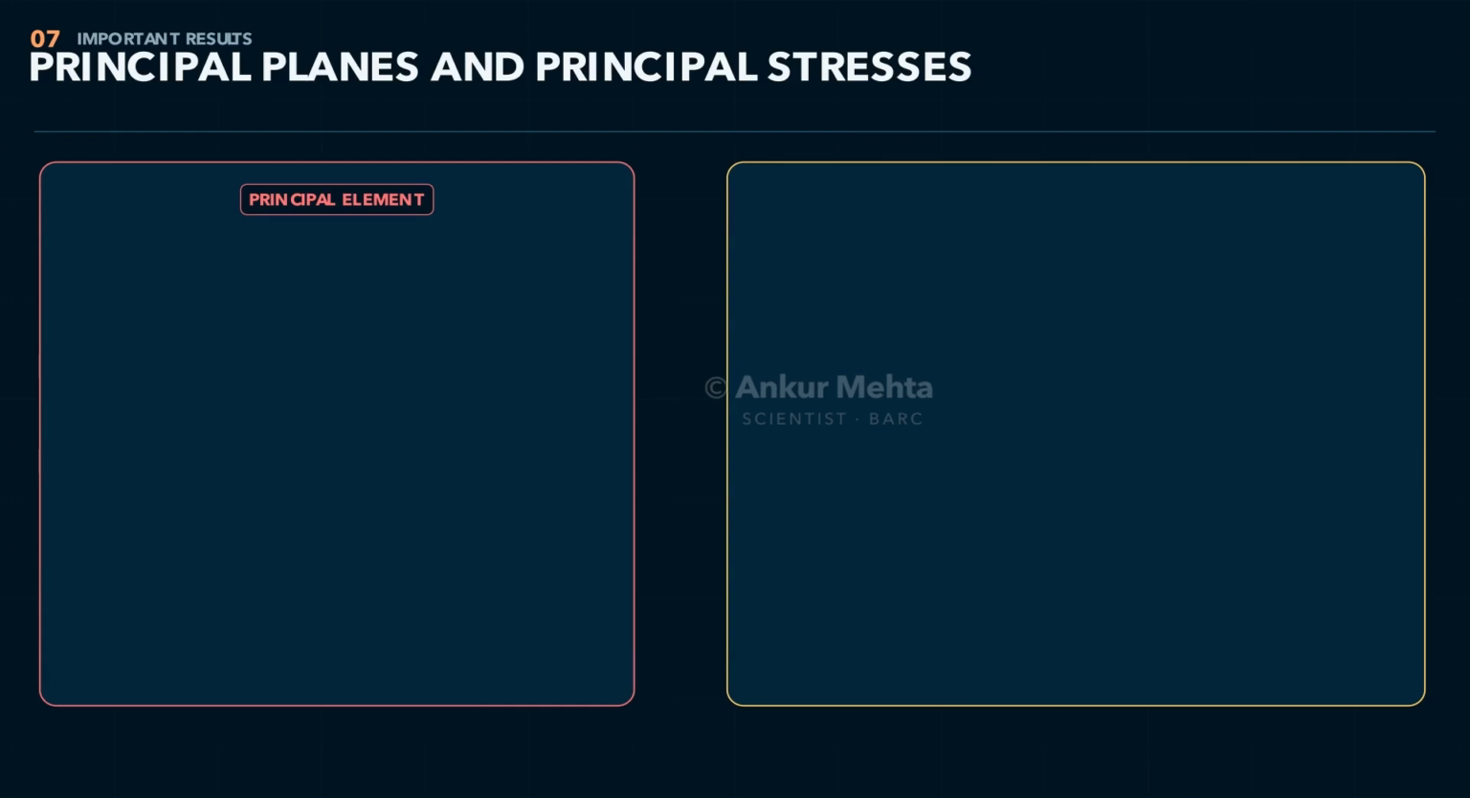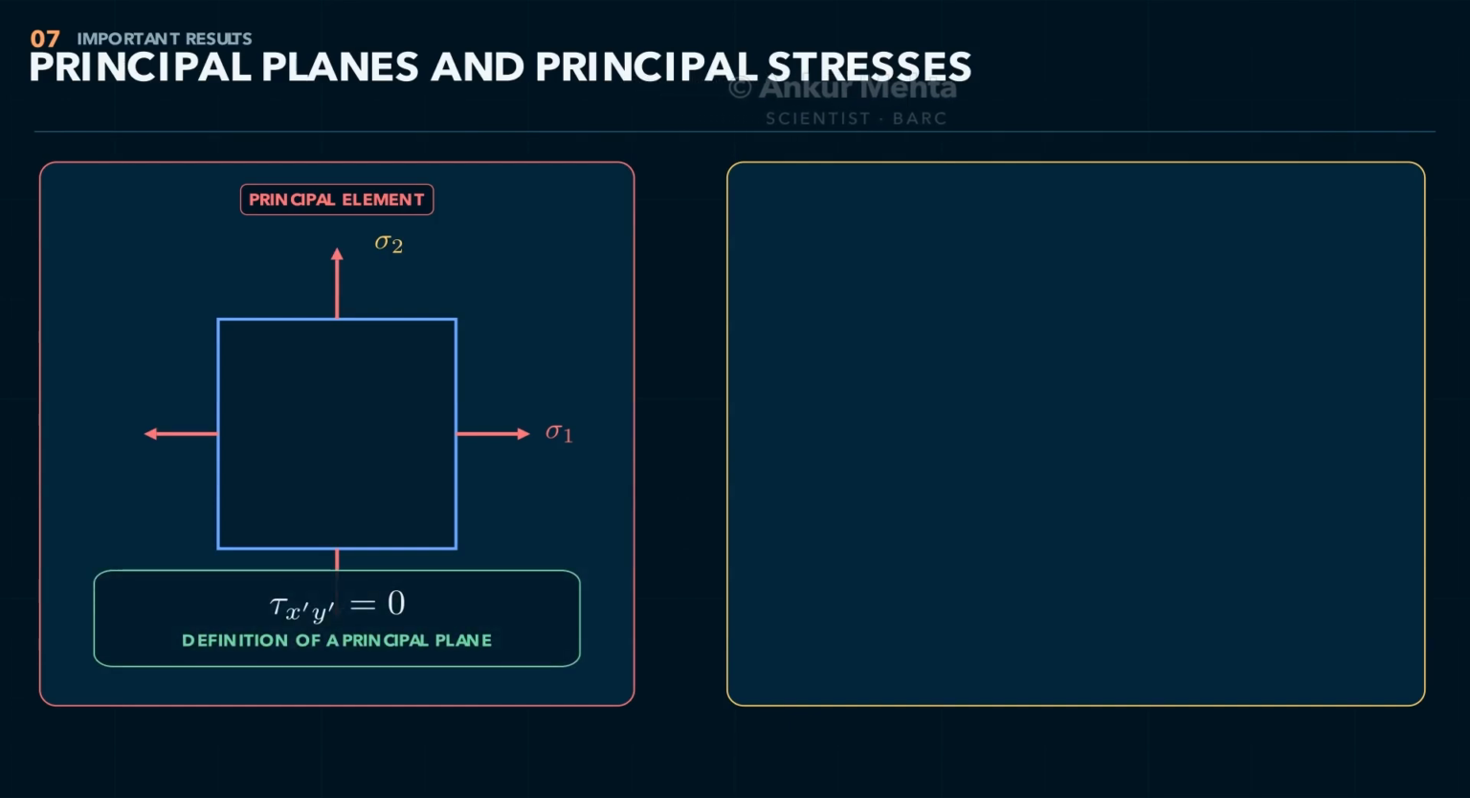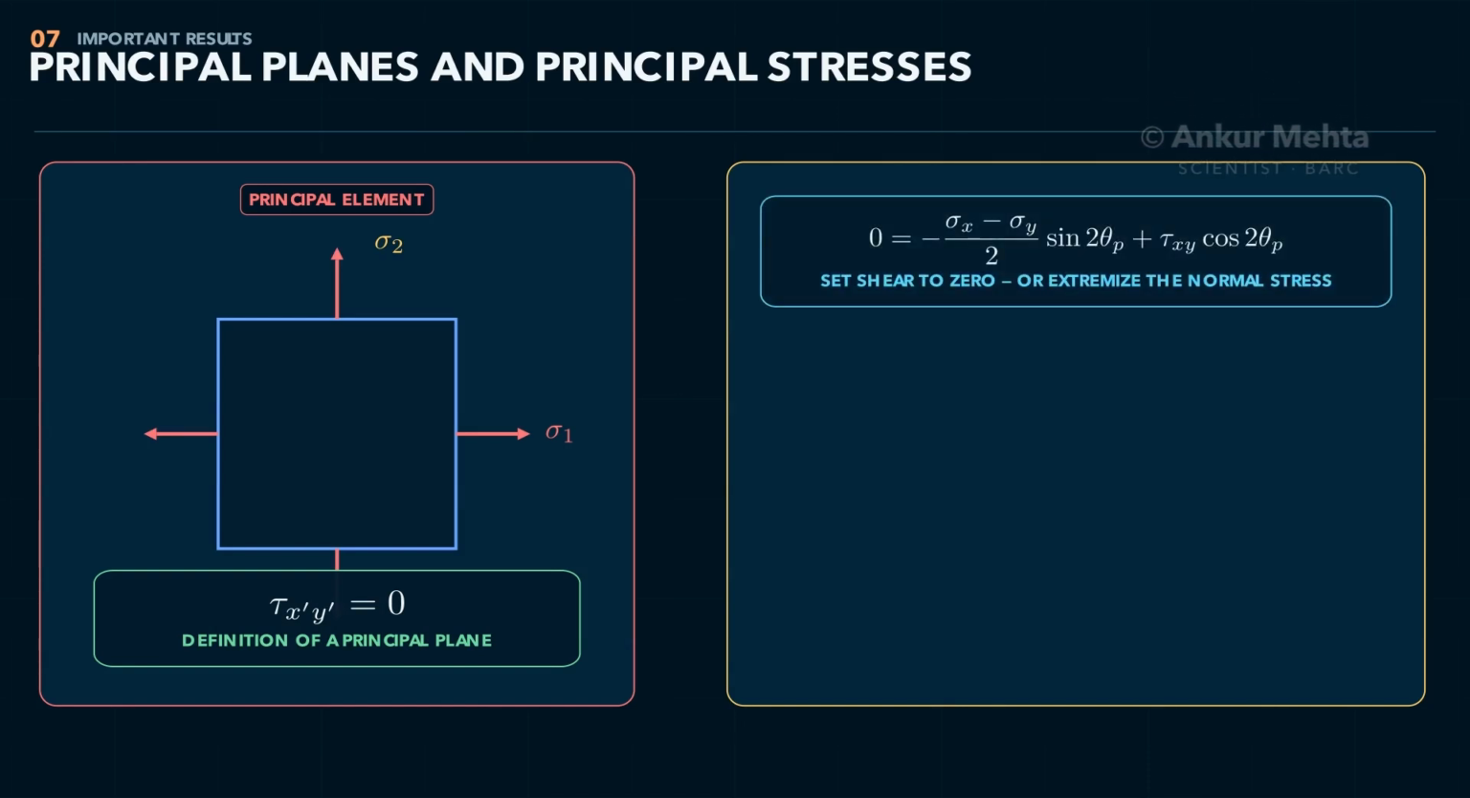A principal plane is a plane on which the shear stress is 0. We can find it by setting the transformed shear equation equal to 0. Equivalently, differentiate the transformed normal stress with respect to theta and set the derivative to 0. Both routes give the same orientation. Rearranging gives tangent 2 theta p equal to 2 tau xy divided by sigma x minus sigma y. For the correct quadrant, it is safer to evaluate 2 theta p using the two-argument arctangent.